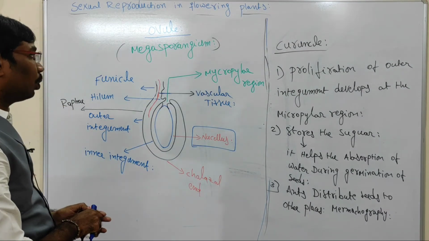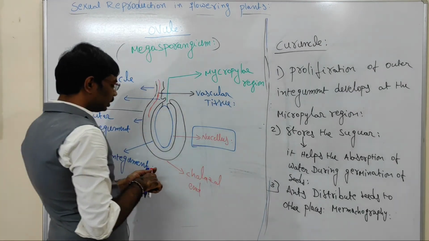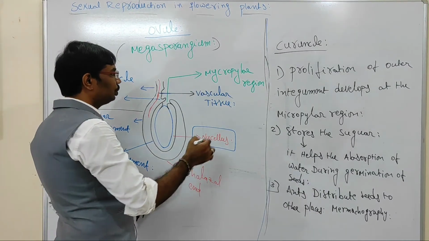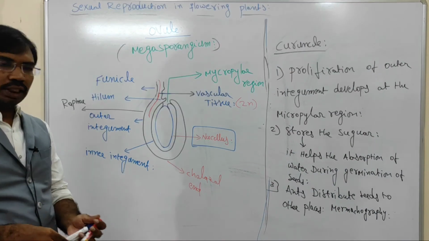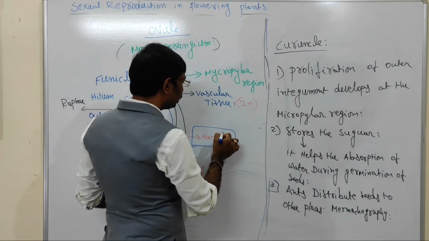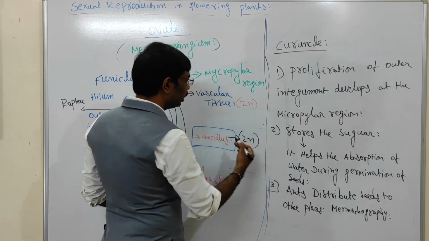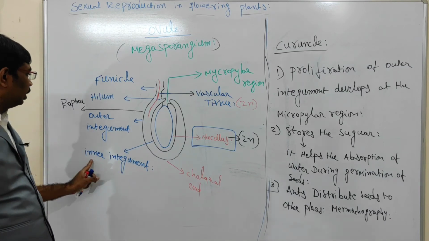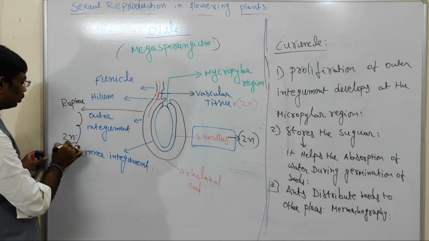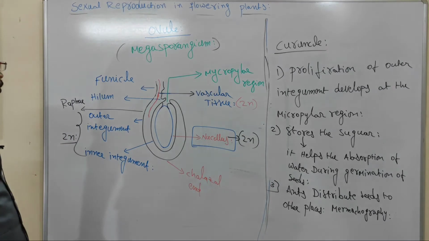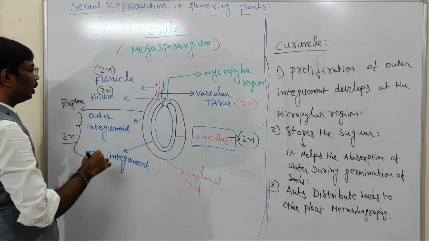Now I will give the ploidy of the different parts. Vascular tissue: what is its ploidy? Vascular tissue is present in the diploid condition. The nucellus is a part of the ovule. What is the ploidy of the nucellus? The nucellus is diploid. The integuments are also diploid. The funicle is diploid. The hilum is also diploid.